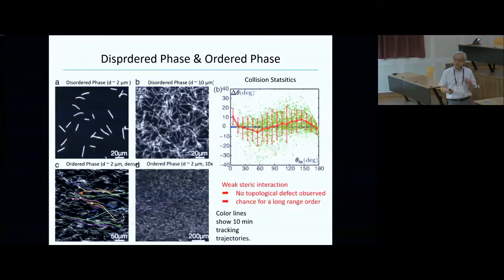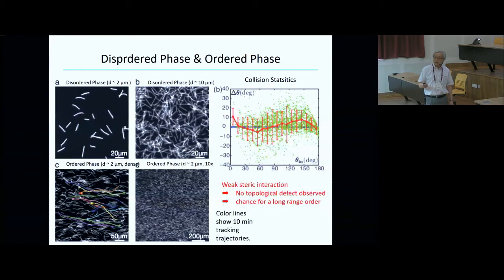And when the gap becomes very narrow, 2 micrometers, they start to collide and interact. But they can also pass each other, crossover. Then we start to see some alignment, and maybe you see some orientational order in the horizontal direction. And we can track each bacterium and make statistics of collisions. So we found in many cases bacteria can pass each other. They don't interact much, but they weakly interact.